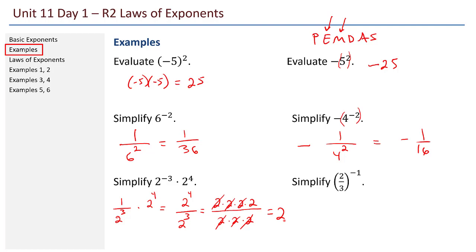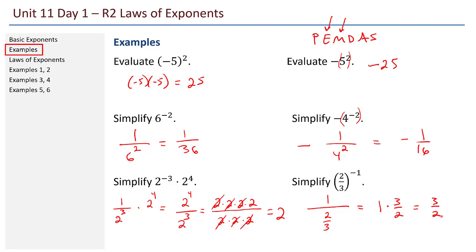And how about this last one? Simplify (2/3) to the negative 1. So that's 1 over (2/3) to the positive power 1, or in other words, just 1 over 2/3. Now, when I divide by a fraction, it's the same thing as multiplying times the reciprocal. So that's the same thing as 1 times 3/2, which is just 3/2.